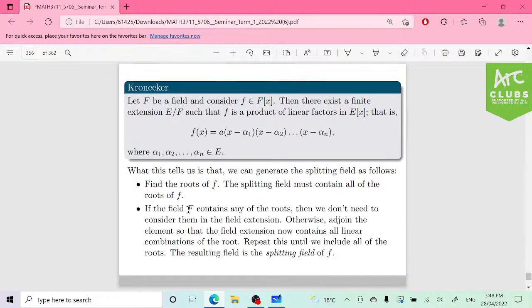And moreover, if the field F contains any of the roots, we don't need to consider them in our new field extension. Otherwise, we can adjoin the element so that the field extension now contains linear combinations of the root, and we just keep repeating it until we've included every root. And the resulting field is called the splitting field of f. So it's not too hard to actually generate the splitting field. And we'll look at an example where they ask you to find the splitting field of a polynomial.